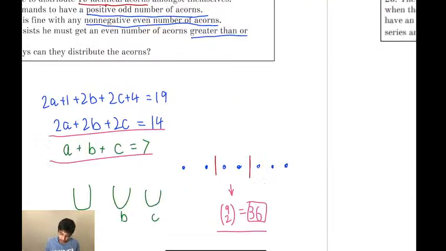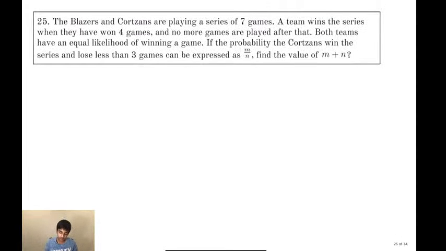Okay, so now we went to 25, and Professor Lowe gave a very nice complementary counting solution, but I'm going to show you a different solution using direct casework. So the Blazers and Courtstands are playing 7 games. A team wins if they have won 4 games, and no more games are played after that. Both teams have equal likelihood of winning a game. The probability the Courtstands win the series and lose less than 3 games can be expressed as m over n, find m plus n.